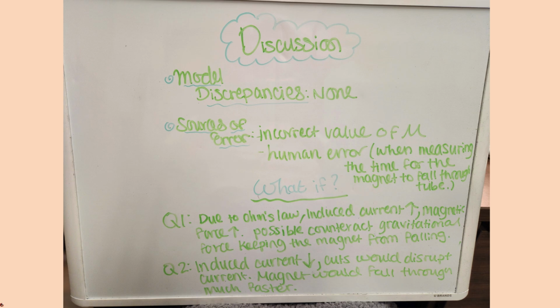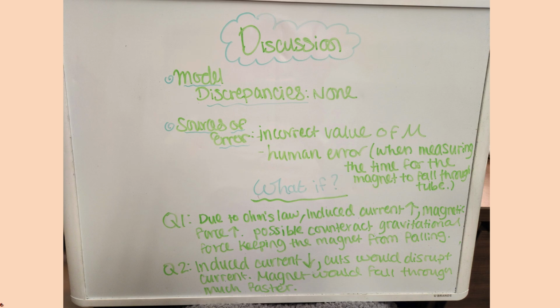And then for the what-if questions: what if the resistivity of the conductor were reduced as close as possible to zero? How would the dynamics of the falling magnet change? Due to Ohm's law, the induced current would increase dramatically and the magnetic force would increase dramatically. This could possibly counteract the gravitational force, which would keep the magnet from falling.